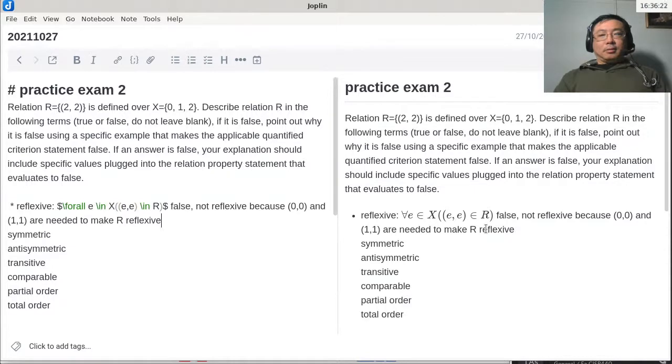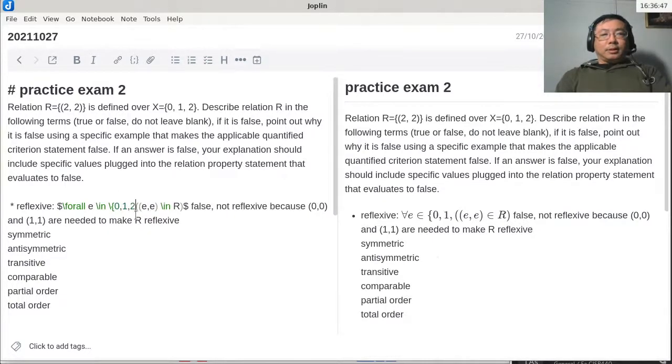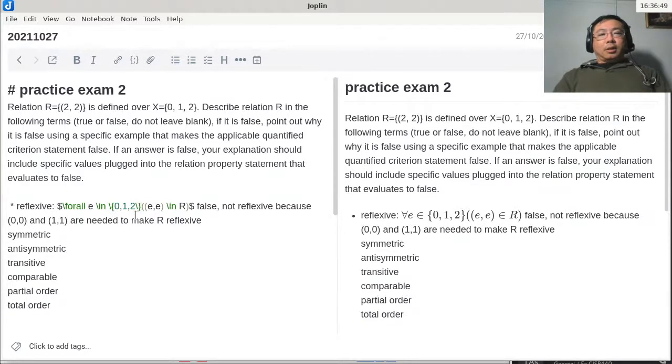Will we have to include 2, 2 like a tuple 2, 2? The tuple 2, 2 is already in there to begin with, but that's not sufficient. What else do we need? I mean, I already wrote it in the answer. All right, so let's take a closer look. Instead of using X here, I am going to make it even more clear by listing the elements in the set X. So for every element E in the set of 0, 1, and 2, EE has to be in R.